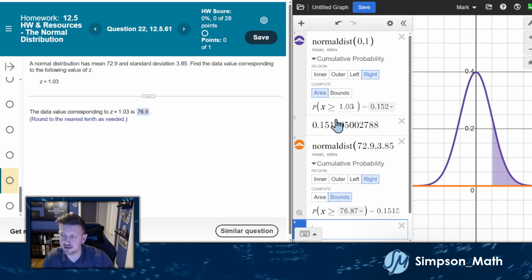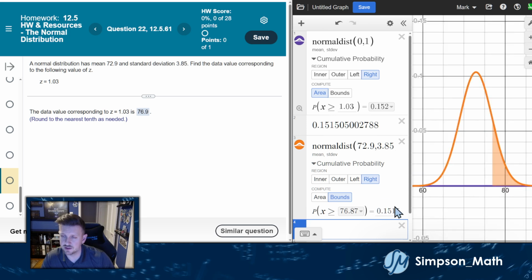Well, to find that same relative input, I'm going to put in the shaded area here of about 15% into the orange one. So when I put in the shaded region, this 15%-ish up here on the right, it gives me the corresponding x value of 7687.